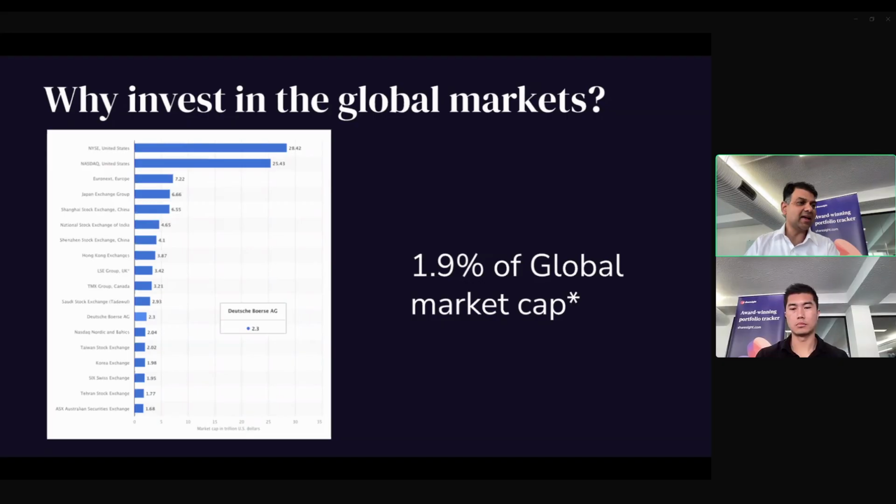Both Ricky and I invest in the global markets, and that's the whole idea. You can see there that there are lots of exchanges far bigger than the ASX, a lot more companies that are listed, and that gives us a really good opportunity to access those markets.